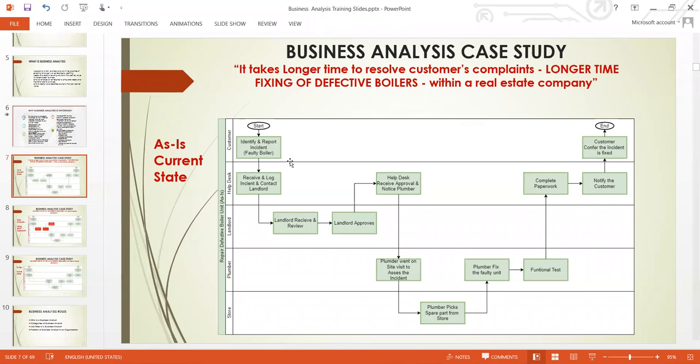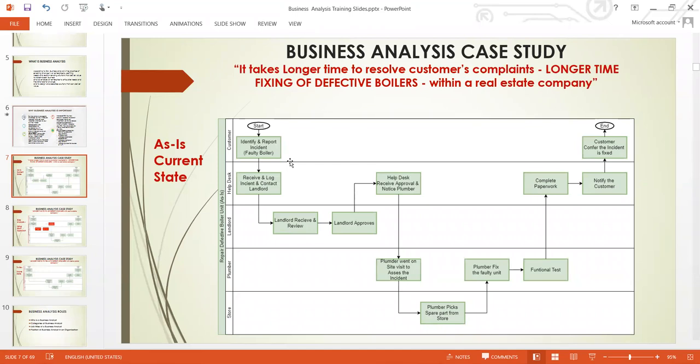You need to use flow charts. You need to use Lucidchart or draw.io to map out this flow chart. This is what you do as a business analyst. When you map it out, you have a clear picture of what is going on in this organization.